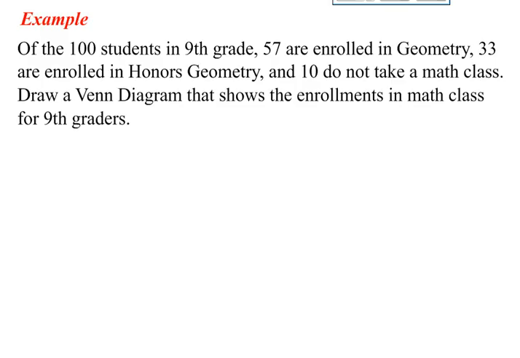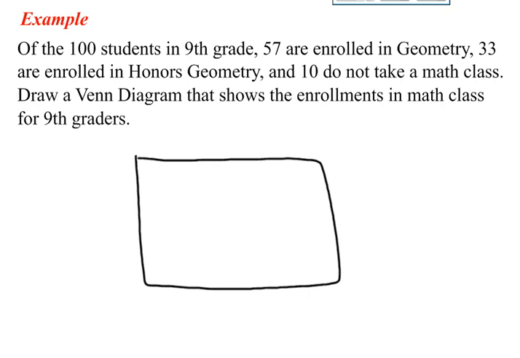All right, our first example. It says, of the 100 students in 9th grade, 57 are enrolled in geometry, 33 are enrolled in honors geometry, and 10 do not take a math class. Draw a Venn diagram that shows the enrollments in math class for 9th graders. So we start with a rectangle. This rectangle represents all 9th graders.